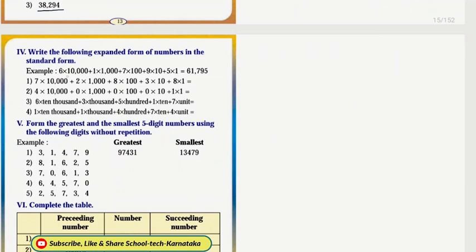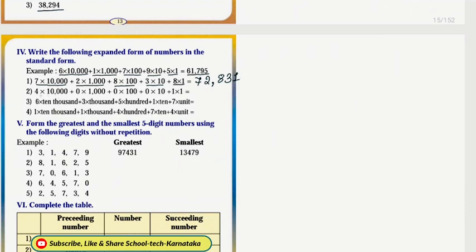So here, the example is 6 into 10,000 plus 1 into 1000, 7 into 100, 9 into 10, 5 into 1, which is written as 61,795. So similarly 7 into 10,000, 2 into 1000, 8 into 100, 3 into 10, 8 into 1 is written as 72,831.